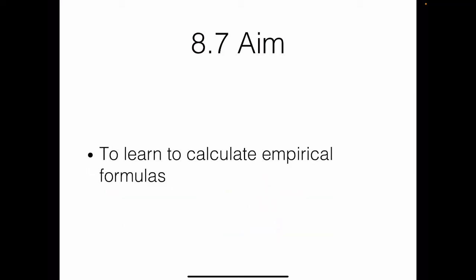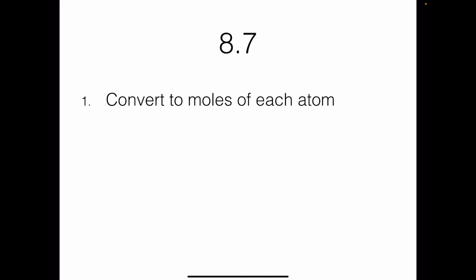In our next section, we're going to learn how to calculate these empirical formulas. When we see an empirical formula, it's usually the result of some sort of laboratory analysis that has given us the information we need to calculate the ratio of one atom to another. And we're going to look at how to do that in this section. We follow a series of steps when we go through this process.